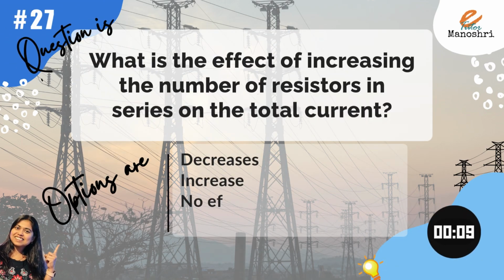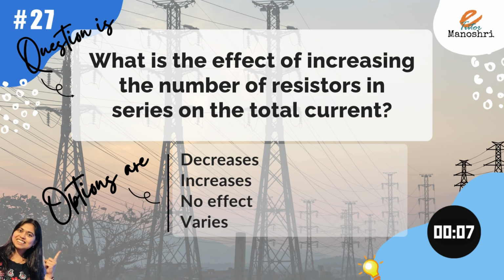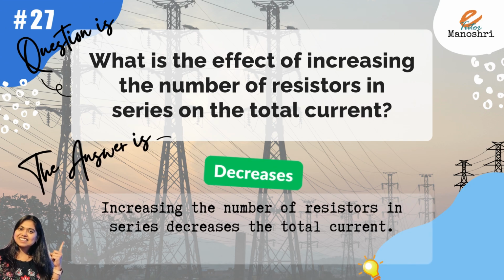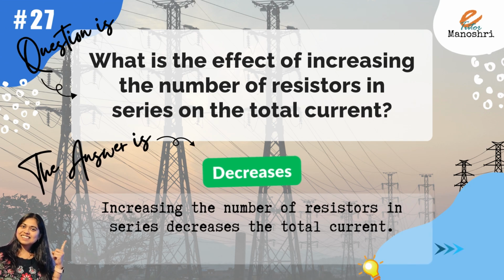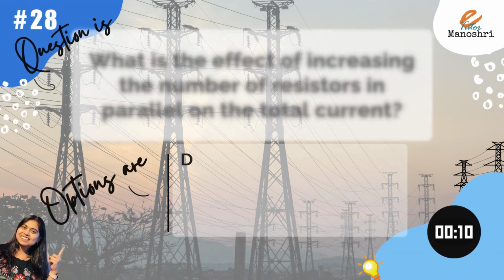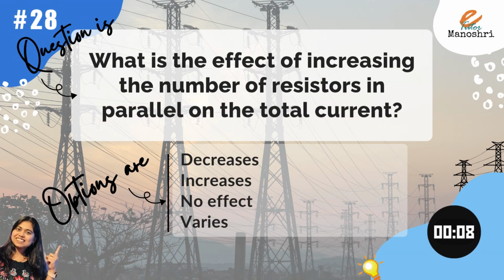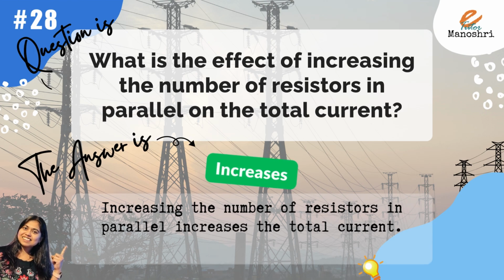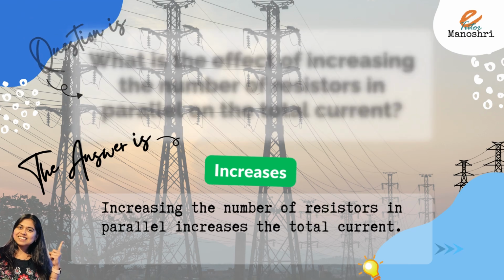What is the effect of increasing the number of resistors in series on the total current? Increasing the number of resistors in series decreases the total current. What is the effect of increasing the number of resistors in parallel on the total current? Increasing the number of resistors in parallel increases the total current.